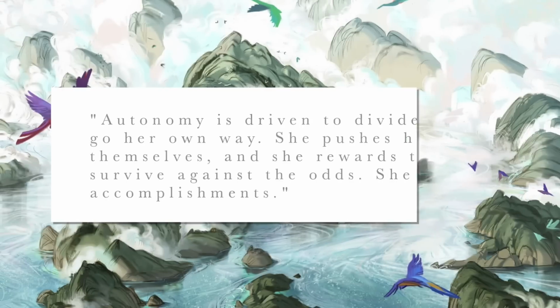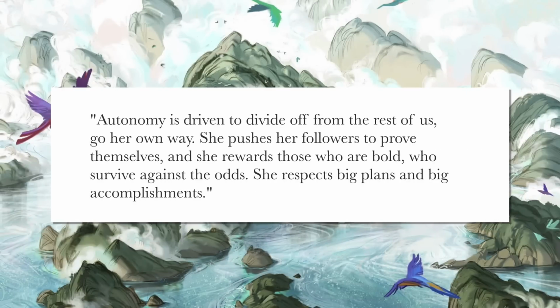The quote, "Autonomy is driven to divide off from the rest of us, go her own way. She pushes her followers to prove themselves, and she rewards those who are bold, who survive against the odds. She respects big plans and big accomplishments." So I think that definitely tracks with what we know of Patchy as an avatar of autonomy, and makes sense that that's who that is.